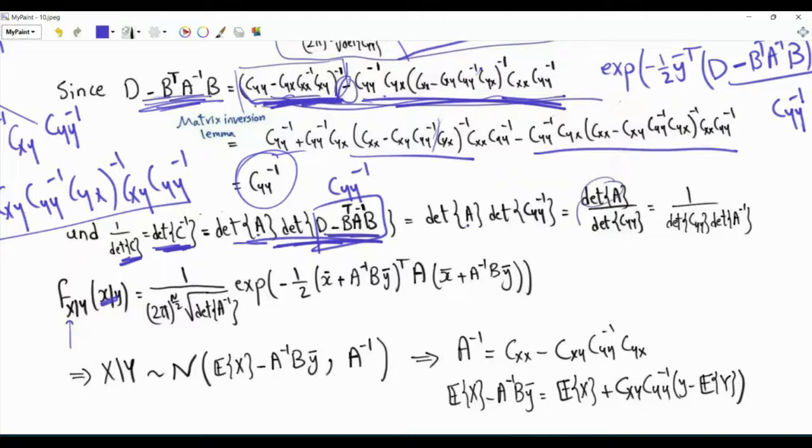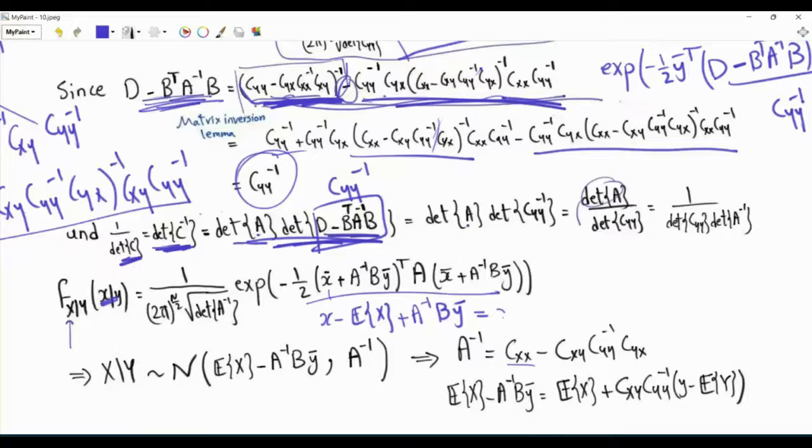So here we have 1 over 2 pi to the n over 2. N is the dimensionality of vector X. And here we have the determinant of A inverse. And A inverse is this matrix, Cxx minus Cxy, Cyy inverse Cyx. And then here in the exponent, we have X bar plus this quantity. Okay, so let's write down this thing. So this is x minus the expected value of x plus A inverse b y bar.